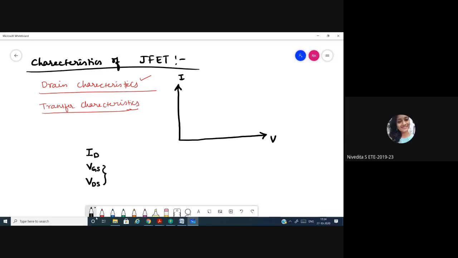ID, sir. ID is a current. I'm asking about these two voltages. VDS, sir. VDS. Okay. Any other answer? Okay, why VDS? Why not VGS?